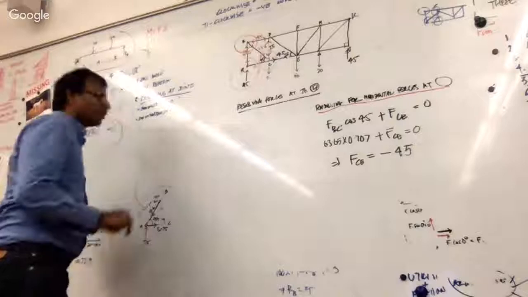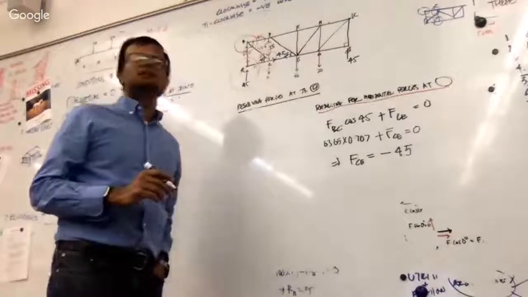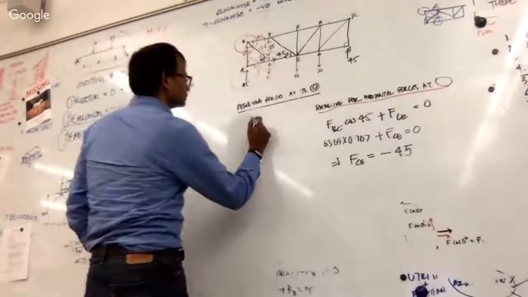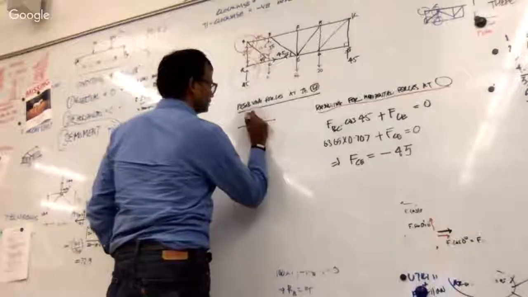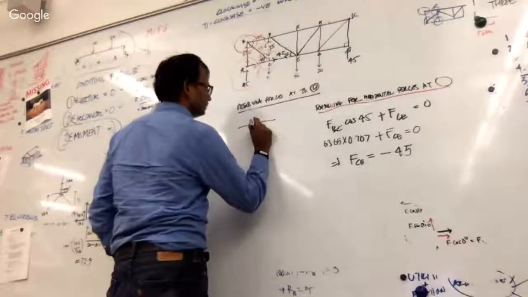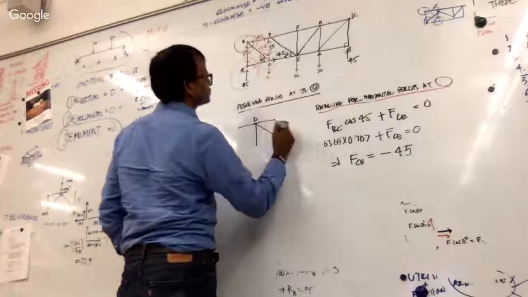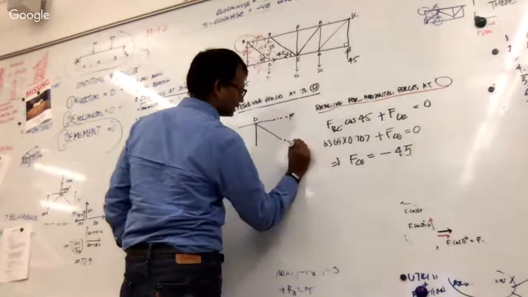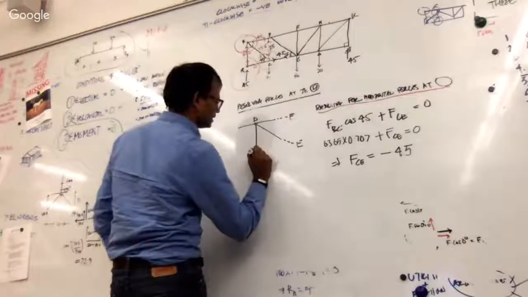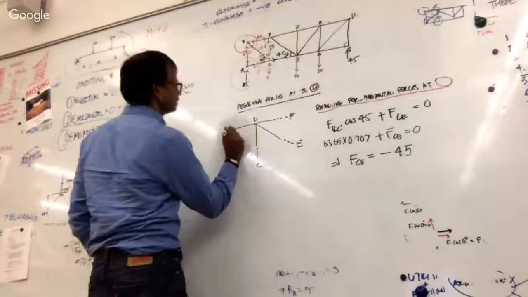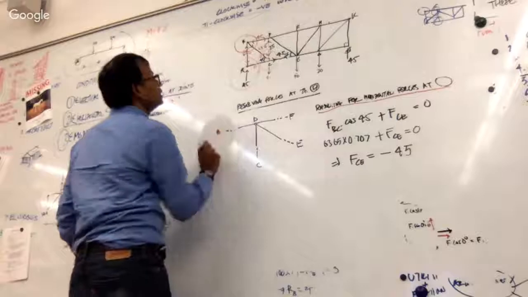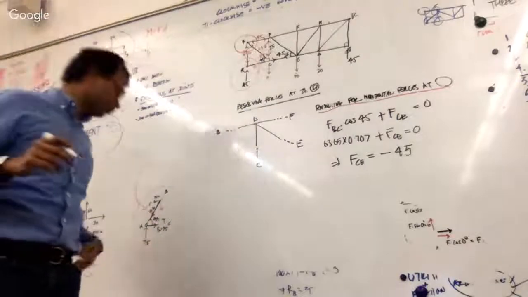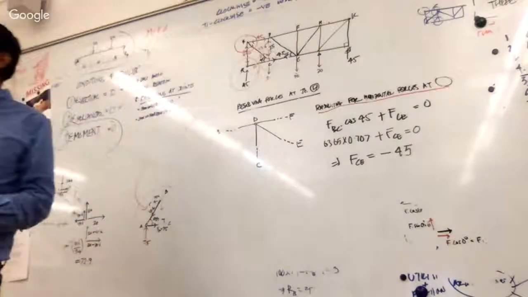So what does the free body diagram of joint D look like? That's D. There's one member going down, there's one going like this. That's F, that's E, that's C, that's B. How much is the force? Okay, what are the forces that are applying at joint D?